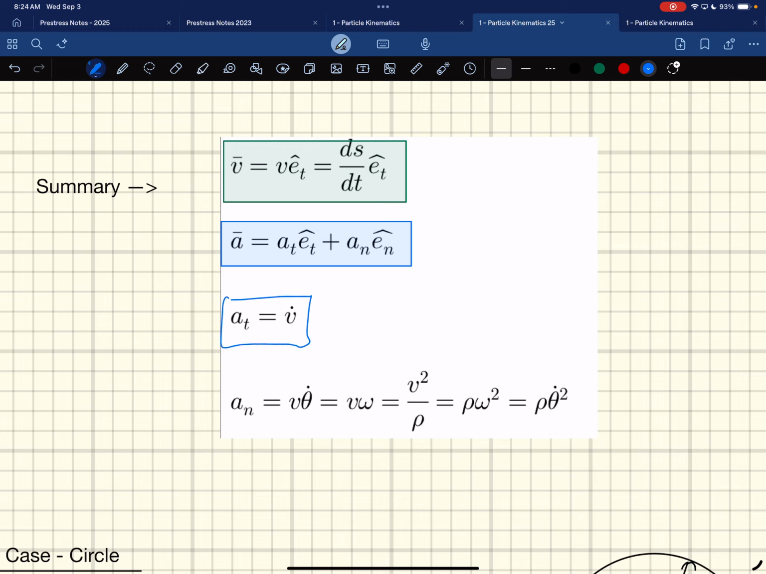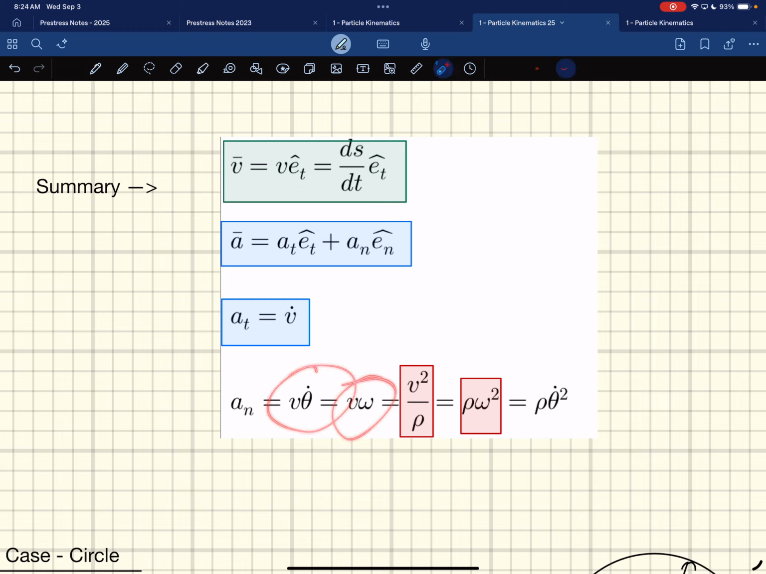It could be either this, it'll just be v dot, right? But then the AN term here can be any one of these, some better than others. It could be v squared over rho, or it could be rho omega squared. You'll use one of those two. You won't use these other ones.